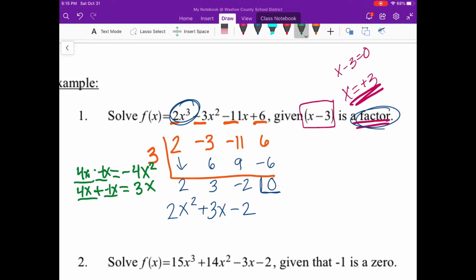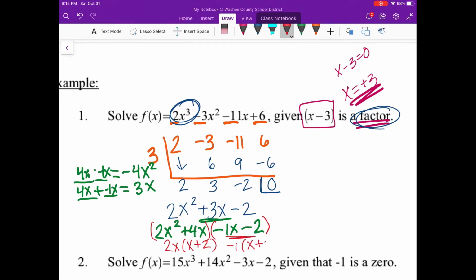I'm going to use these numbers to break up my middle term. So this is going to become 2x squared plus 4x minus 1x minus 2. And this is factoring by grouping. So I'm going to group the first 2 and the last 2. Here I can factor out a 2x, leaving me with x plus 2 on the inside. And here I can factor out a negative 1, leaving me with x plus 2 on the inside. So whatever two numbers or factors match, that's going to be one of my factors, so x plus 2. Whatever I took out, that's going to be another factor, 2x minus 1.